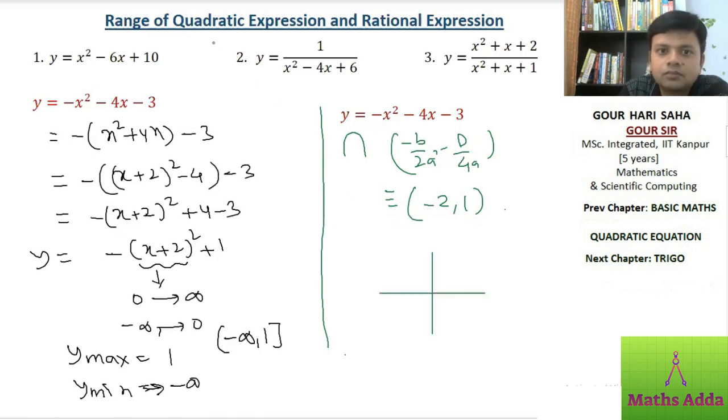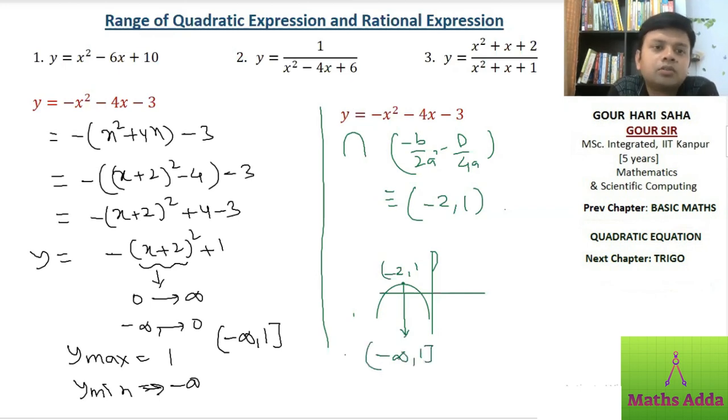Let's plot it. So the graph is like this, and the vertex is minus 2 comma 1. So you see it covers everything from 1 to minus infinity. Range is minus infinity to 1. So we took two examples to show how to find the range of a quadratic expression. The first method was converting to a perfect square, and the second method was plotting its curve.